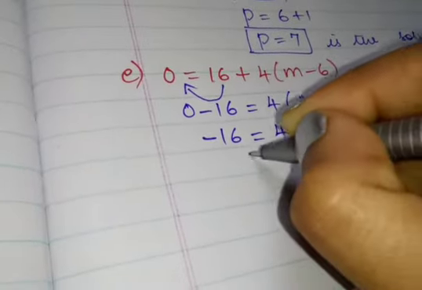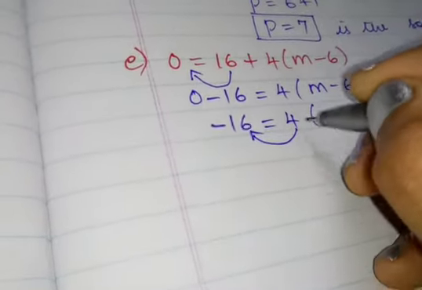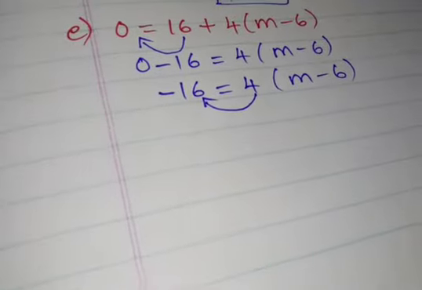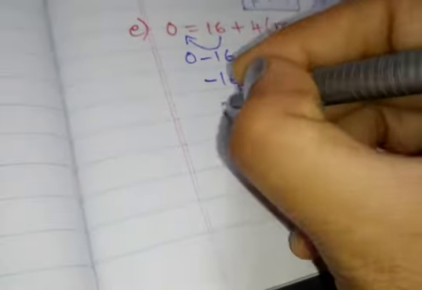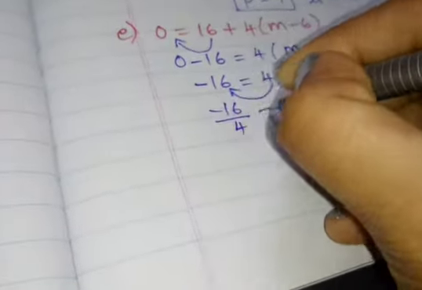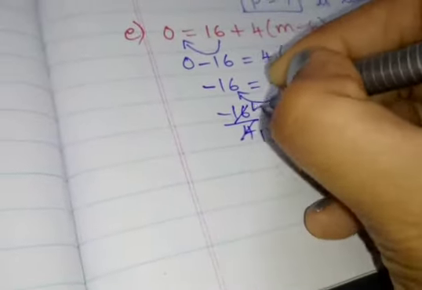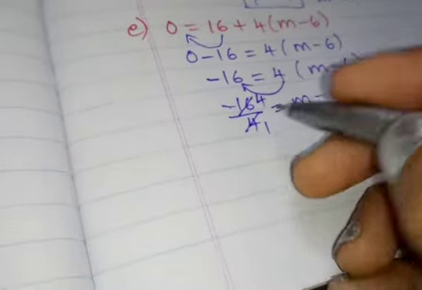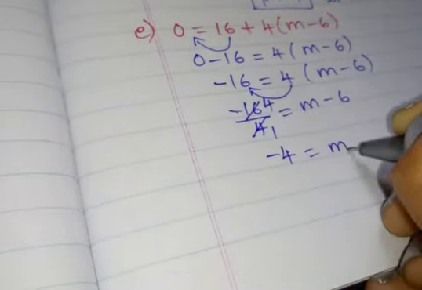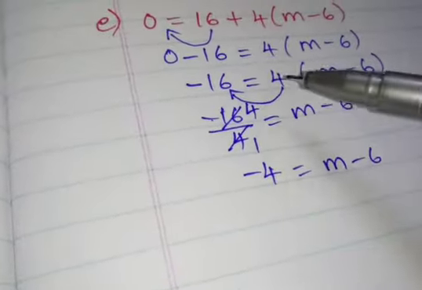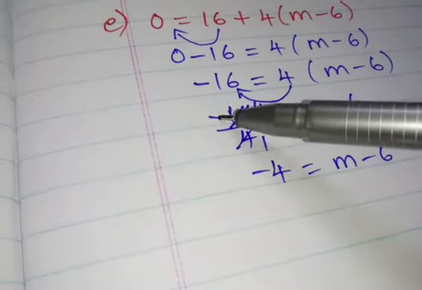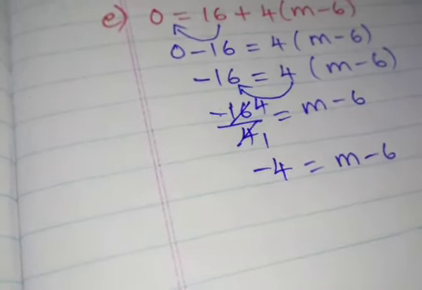Now I am bringing this 4 to the next side. Actually 4 is multiplied with m minus 6. If it goes that side, it becomes division. Minus 16 by 4 is equal to m minus 6. 4 ones are 4, 4 fours are 16. So minus 4 is equal to m minus 6. Don't forget this minus. 4 fours are 16. So minus 4 is equal to m minus 6.